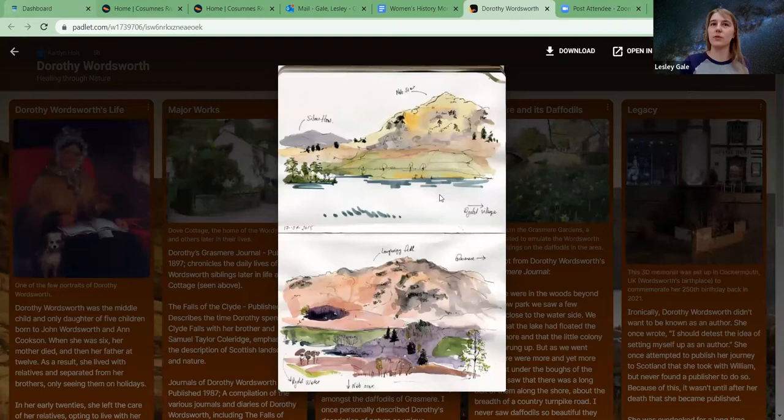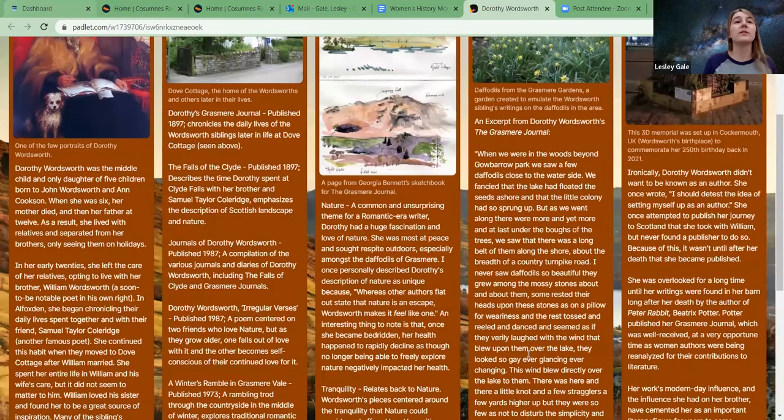And finally, her legacy. Ironically, Dorothy Wordsworth didn't want to be known as an author. I have pictures in the way of the exact quote. I just wanted to say, she actually said she would detest the idea of herself being a writer, and yet here she is in this situation today.